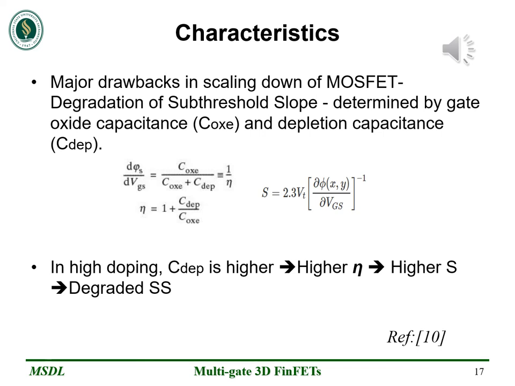Degradation of subthreshold slope is one of the major drawbacks in scaling down of MOSFETs. FinFETs have a better subthreshold slope, and let us see how. In MOSFETs, subthreshold slope is determined by gate oxide capacitance and depletion region capacitance as shown here in these formulae. In high doping, C depletion is higher and degrades the subthreshold slope by this factor eta.